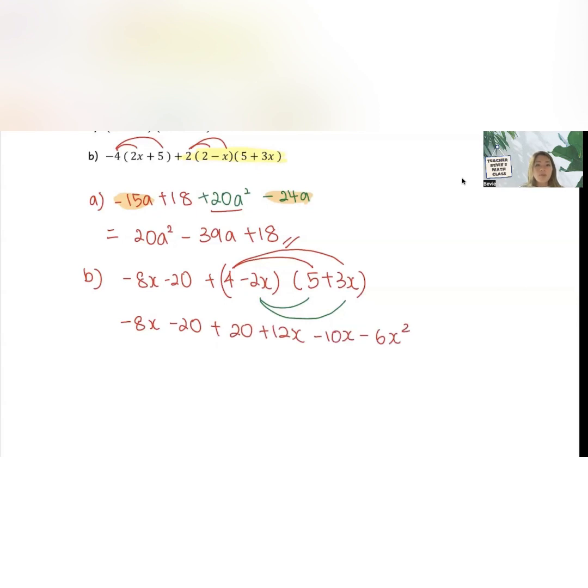Okay, now that I'm done with all the expansion, all I have to do is simplify by adding all my like terms together. For my x squared, I only have one term, which is the negative 6x squared. Okay, and as for my x term, I have minus 8x plus 12x minus 10x, and that gives me minus 6x. All right, and as for the last part, I have a minus 20 plus 20, that is 0, so I don't have to write it down. And this is my final answer.